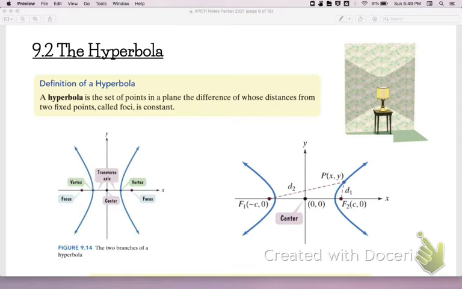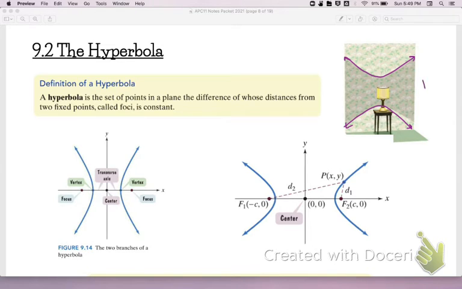A hyperbola is the only conic section that has two parts. We call them the branches. An example of where you see something hyperbolic in shape is this picture up here of the light coming out of the top and bottom of a lamp. You have this shadow area in between, but here we have the two branches, the light coming out from the top and the light coming out from the bottom. That makes a hyperbola.